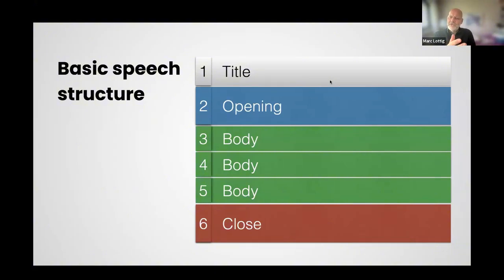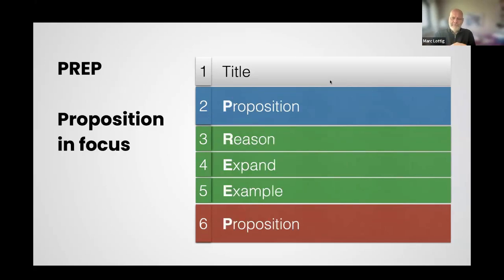But I told you earlier that there's a storyline. So how does this work with a storyline? And we'll get to that later. For the moment, this is just the basic style. And there is a helpful, completely minimized version of this, which is called PREP.